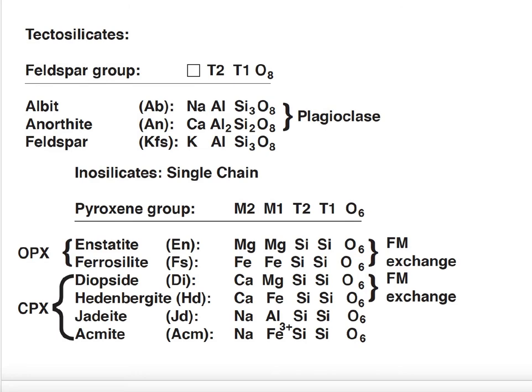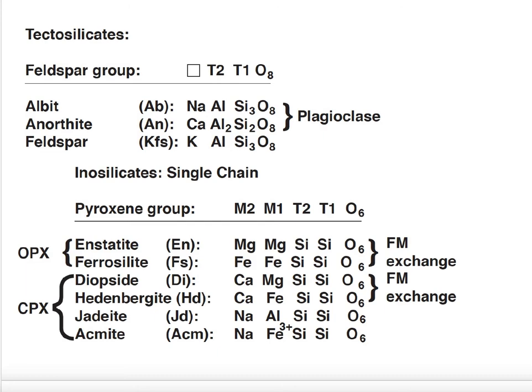So now we are going to the next silicate group. These are the inosilicates. And the inosilicates can be subdivided in single chain silicates, and single chain silicates are pyroxenes, and then we have double chain silicates, and these are the amphiboles. So the pyroxene group can again be subdivided in orthopyroxenes and clinopyroxenes. We have done this before in class.